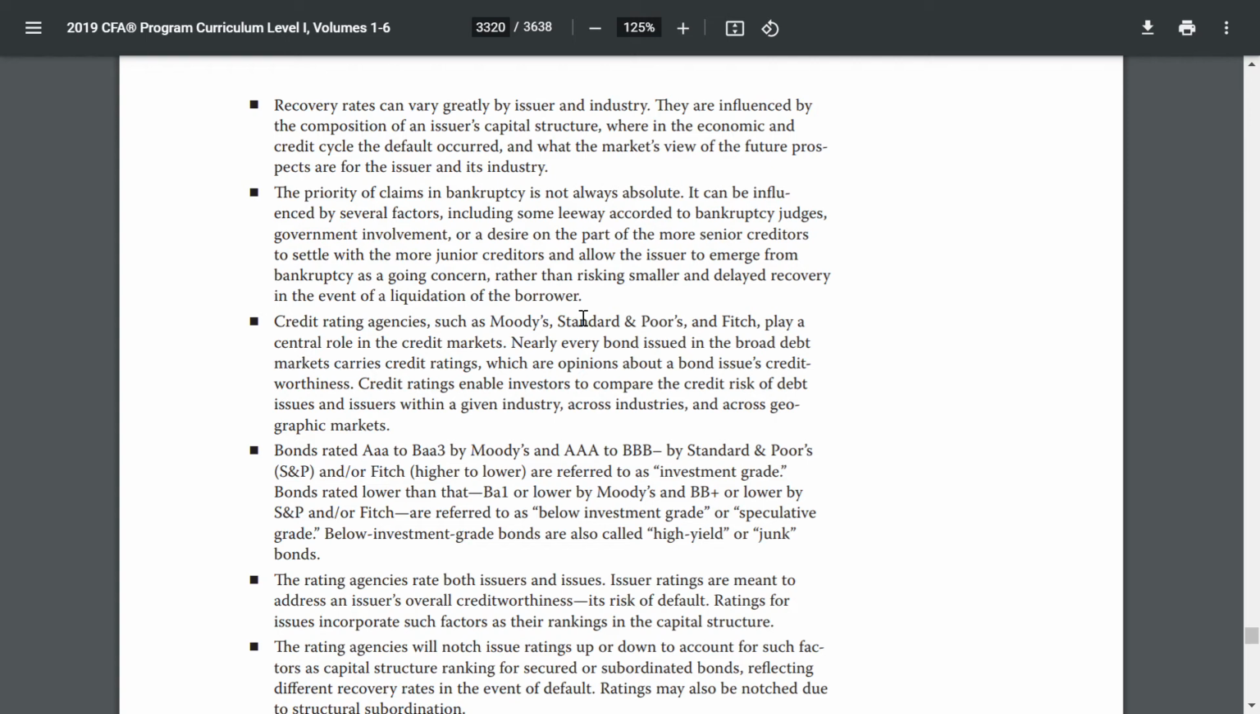rather than risk a smaller and delayed recovery in the event of liquidation of the borrower. Credit rating agencies such as Moody's, Standard & Poor's, and Fitch play a central role in the credit market. Nearly every bond issued in the debt market carries a credit rating, which is an opinion about the bond issuer's creditworthiness. Credit ratings enable investors to compare the credit risk of debt issuers and issues within a given industry, across industries, and across geographic markets. Bonds rated Baa3 or higher by Moody's and BBB minus or higher by Standard & Poor's and Fitch are considered investment grade bonds.